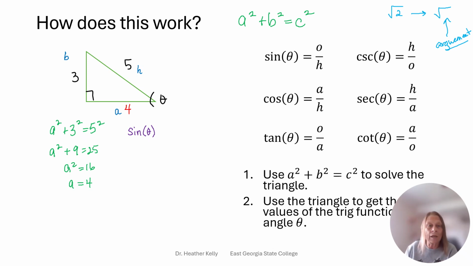All right, so sine of theta is equal to the value of the opposite over the value of the hypotenuse. So I have 3 over 5. Then we have the cosine. Cosine of theta is the adjacent over the hypotenuse. So that's 4 over 5. Then we also have the tangent of theta. Tangent is the opposite over the adjacent, so 3 over 4.